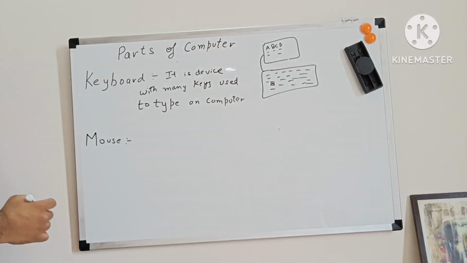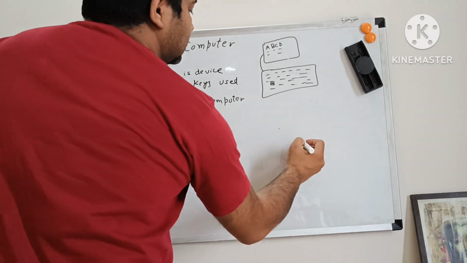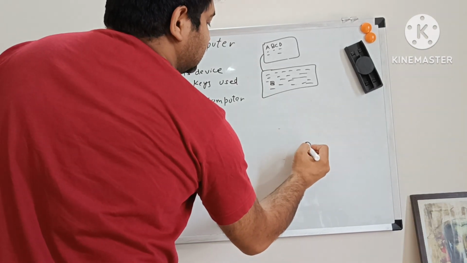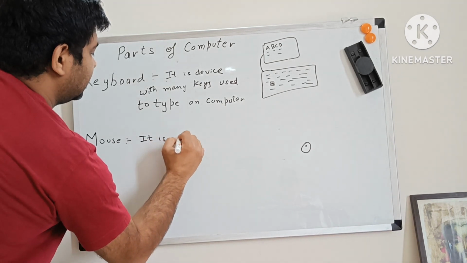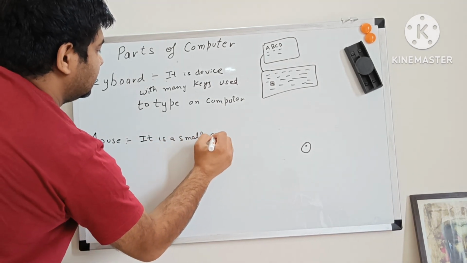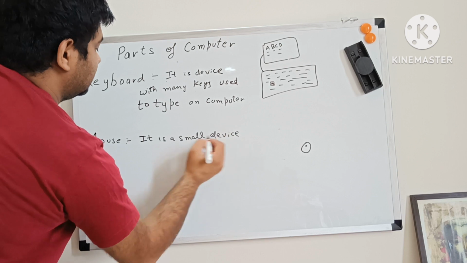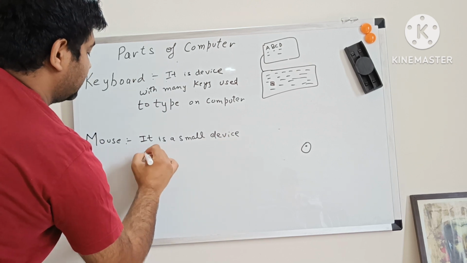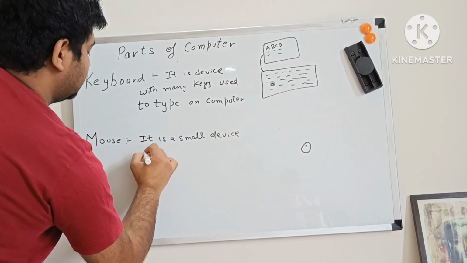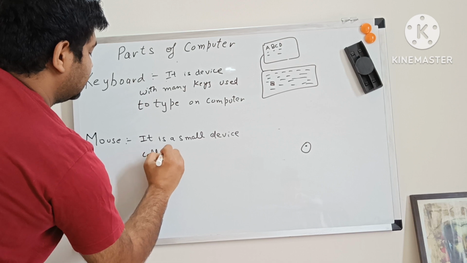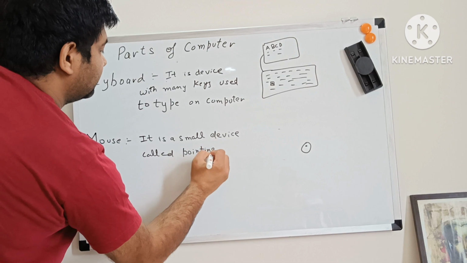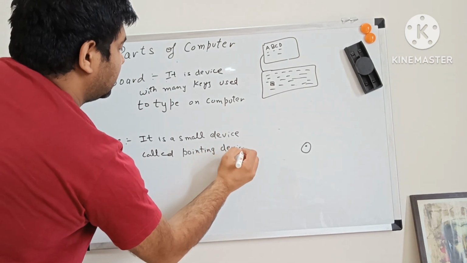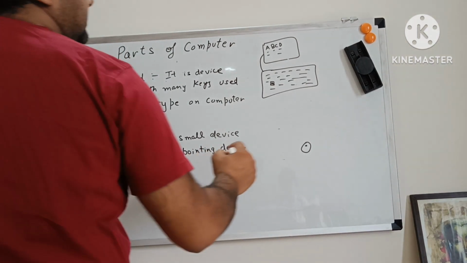Mouse, what is a mouse? A mouse is a small device. Yes, it's called a pointing device. Small device called pointing device, right? Yes. Why is it called a pointing device?